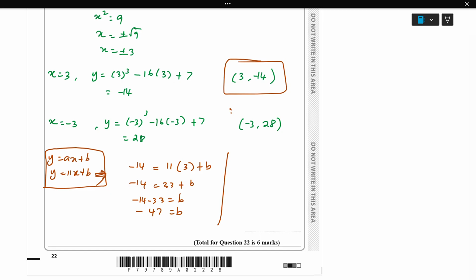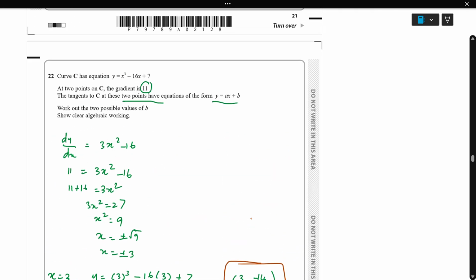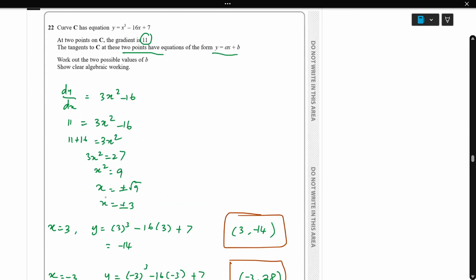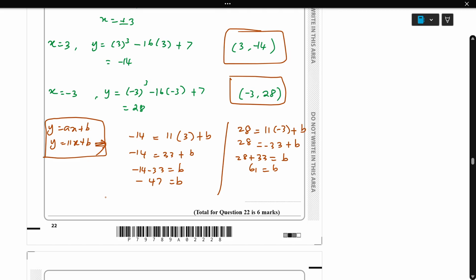Now we'll substitute the second coordinate. So same, 28 equal to 11 into -3 plus b. So 28 equal to -33 plus b. So bring 33 here, 28 plus 33 equal to b. So 61 equal to b. So we got two b values because we need to find the two possible b values. So b equal to -47 and b equal to 61. So that's the final answer here.